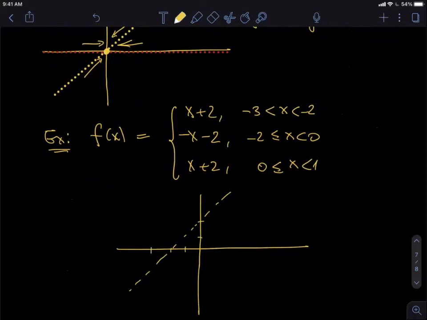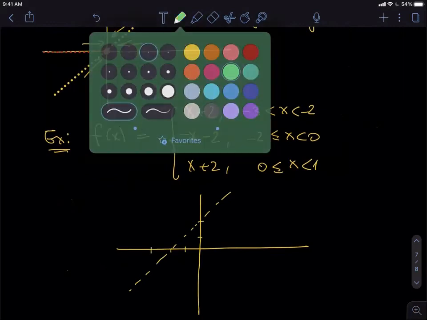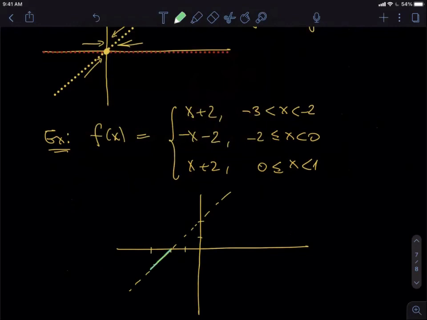And between -3 and -2, we have our function x right there. This is -2, this is -3, this is -2. So this is the second piece from -2 to 0, and then x plus 2 goes back here. And this is between 0 and 1. So we cut it off here. Say this is 1.